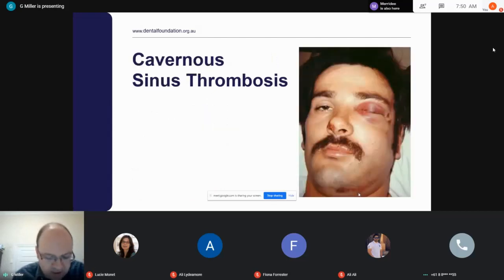The cavernous sinus thrombus is a feared complication of maxillary odontogenic infections. The infection tracks from the canine space up to the ophthalmic veins to the cavernous sinus. In severe cases, this can lead to loss of vision. It presents as a swelling or cellulitis of the infraorbital or periorbital spaces.